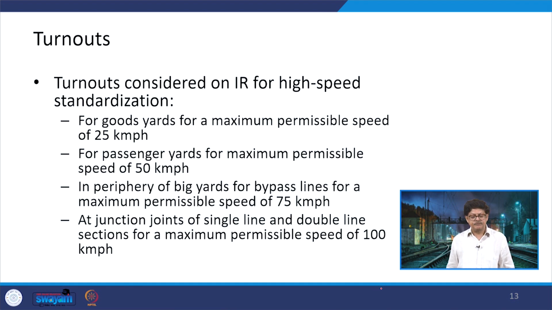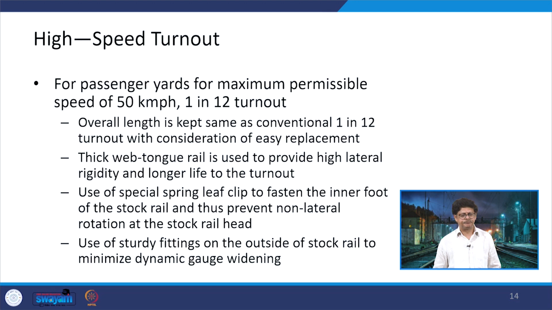Then we are talking about the high speed turnouts which are being considered in the case of goods yards for a maximum permissible speed of 25 kilometers per hour. In the case of passenger yards, the speed can increase to 50 kilometers per hour. In the case of the periphery of the big yards for bypass lines, it can further be increased to 75 kilometers per hour, and for the junctions of the single line and the double line, a maximum permissible speed of 100 kilometers per hour we can consider, and this standardization has been done.